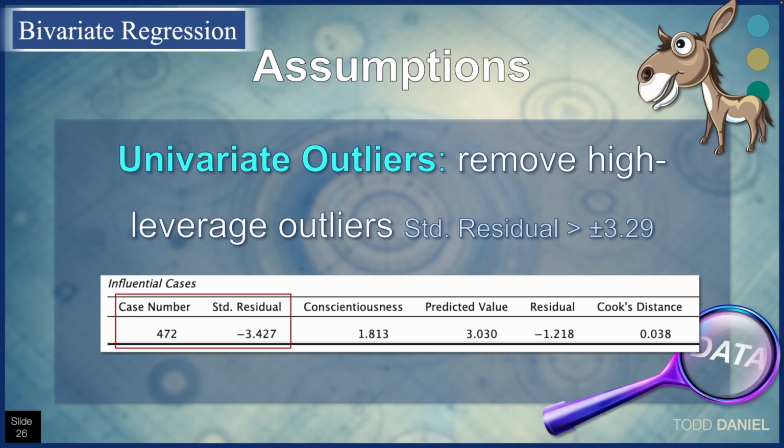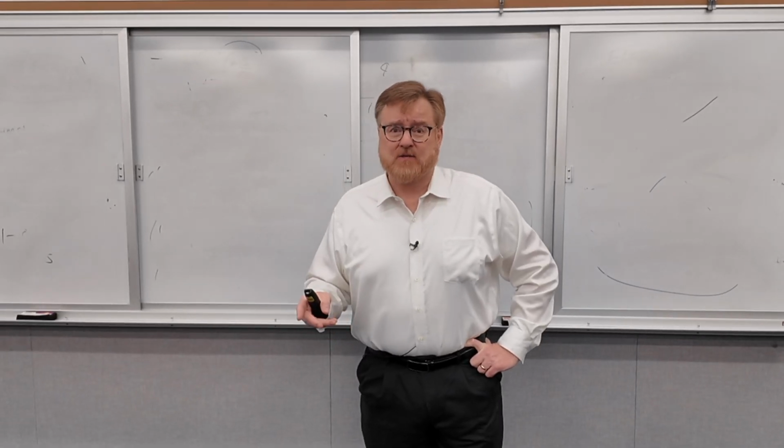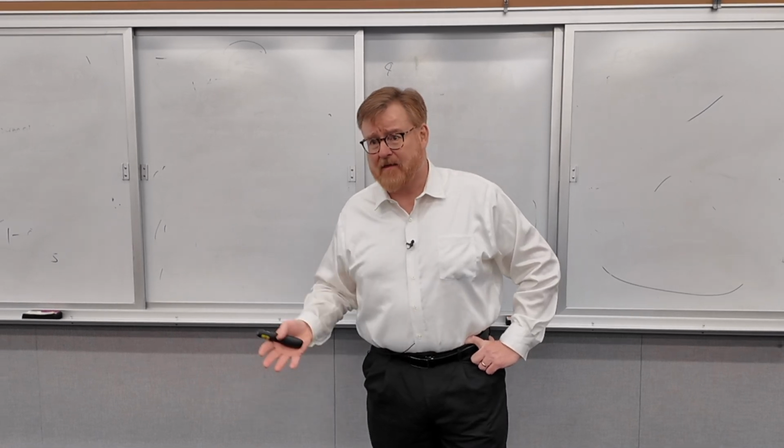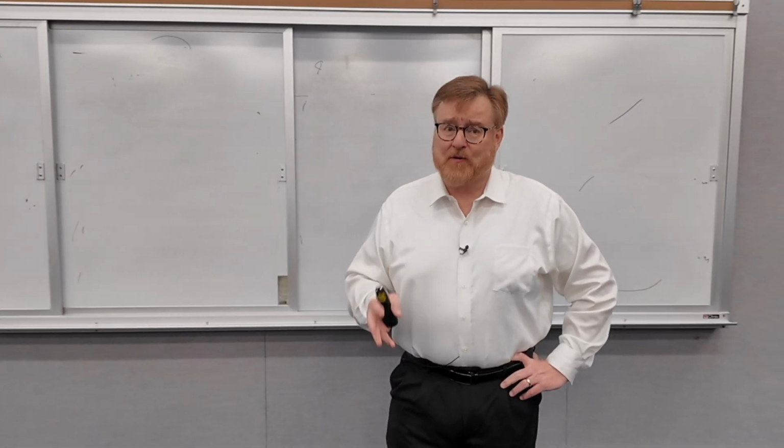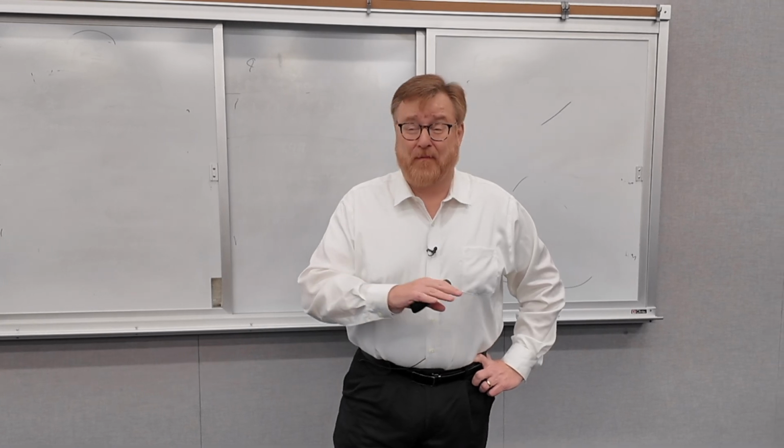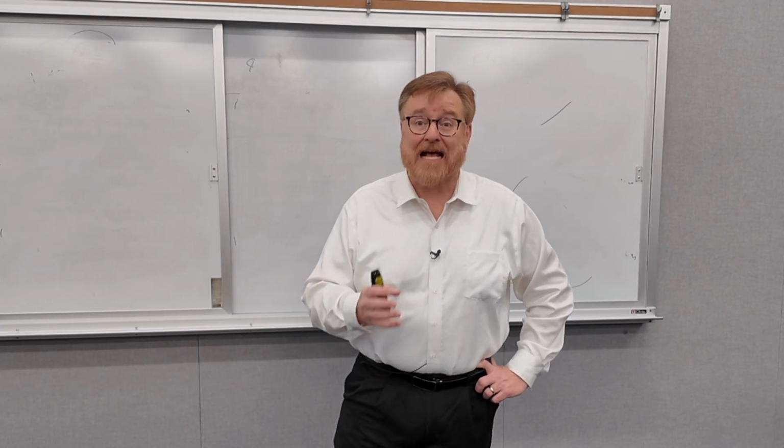Univariate outliers are cases where, when we look at our standardized residuals, they exceed either 3 or 3.29, and we'll say that is a case with an outlier. In this table, we can see that case number 472 has been identified as a univariate outlier. Now, univariate outliers, sometimes we leave them in, sometimes we take them out. But when we have multivariate outliers, then we have a case that just simply has to be removed.